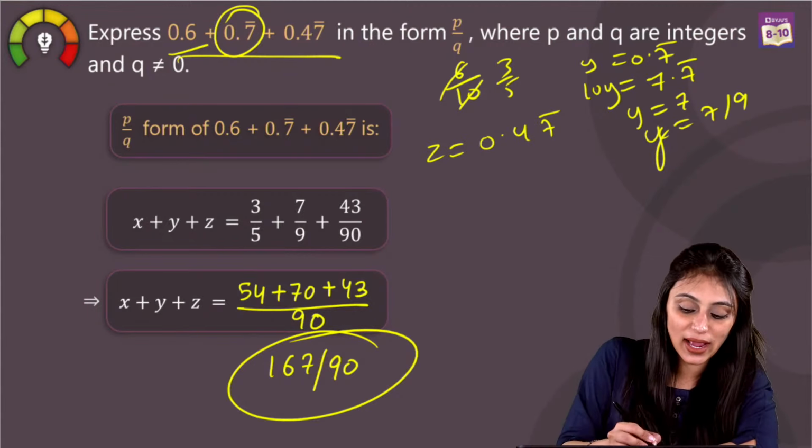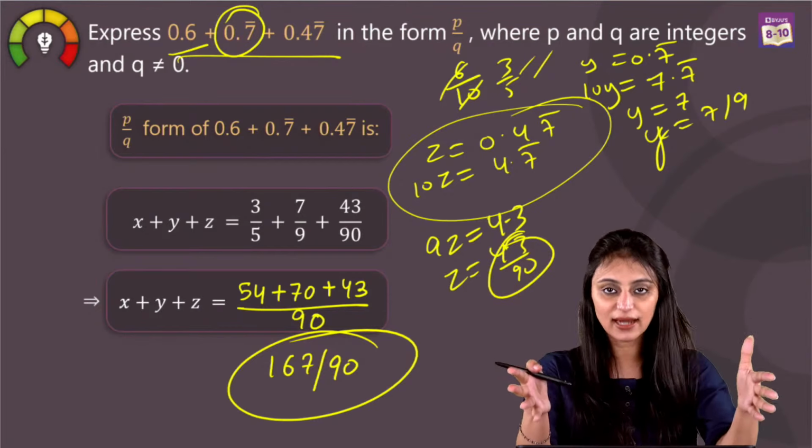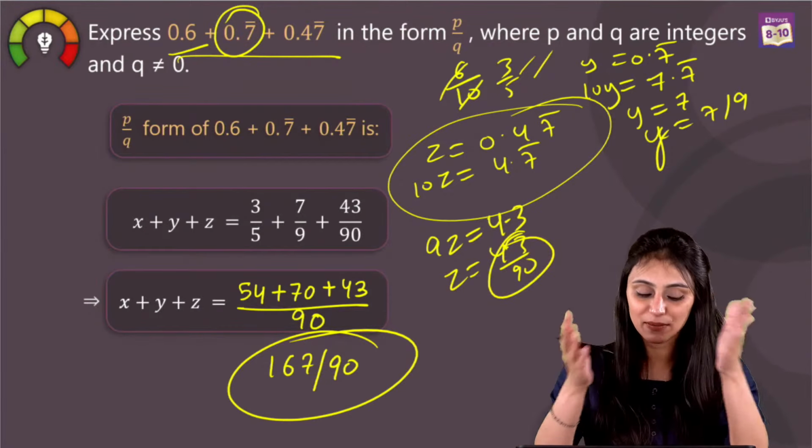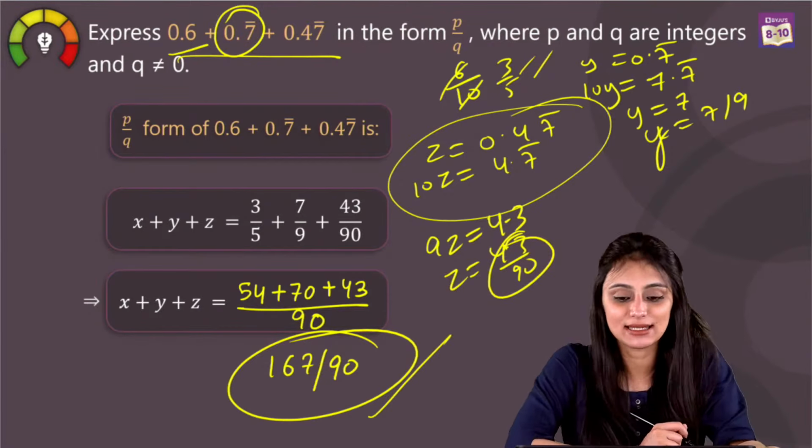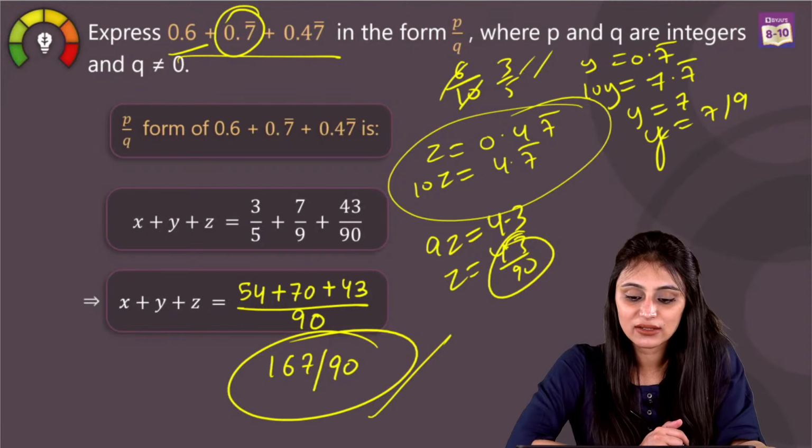Ravindra, I just explained the same thing. So 6 by 10, simply remove the decimal, you get 3 by 5, and 0.7 bar, we multiplied by 10 since the bar was only on one digit. So we get 7 by 9. Similarly for the last one, it's 43 by 90. Once you get that in fractional form, add them up, simplify it, you get 167 by 90. Sneha says doubt clear. All right. Okay, someone says screen is not clear.